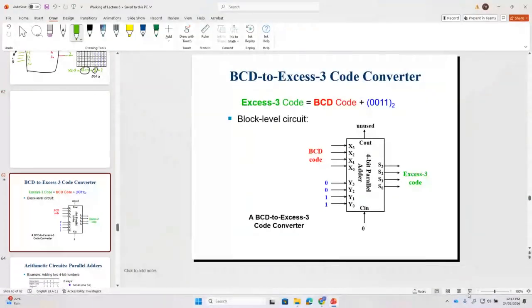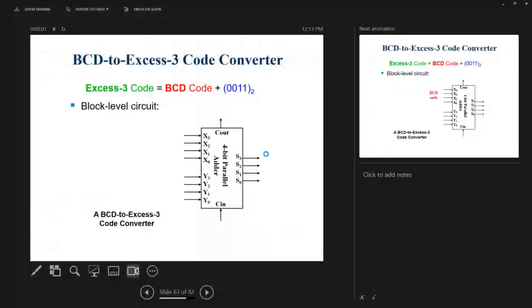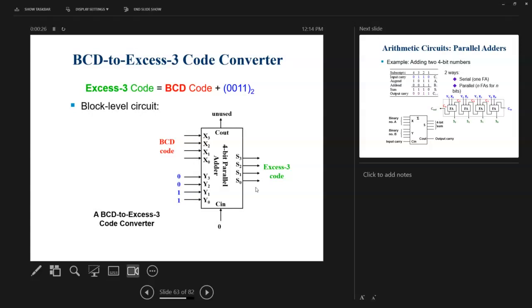So now, can you see here, we have the BCD code, which color? The red color. The XS3 code, which color? The green color. And this is the constant 3. This is my BCD code, A, B, C, D, and this is the constant, 0, 0, 1, 1, and the C in is 0. C out is unused. And this is my XS3 code, W, X, Y, Z.